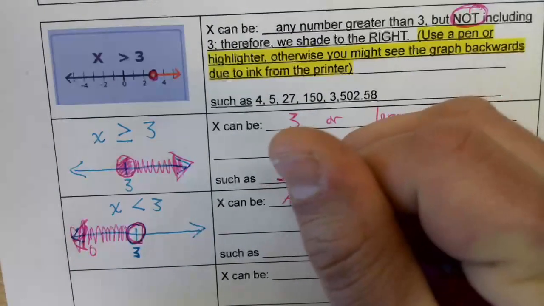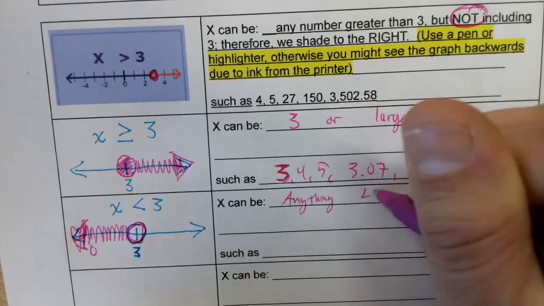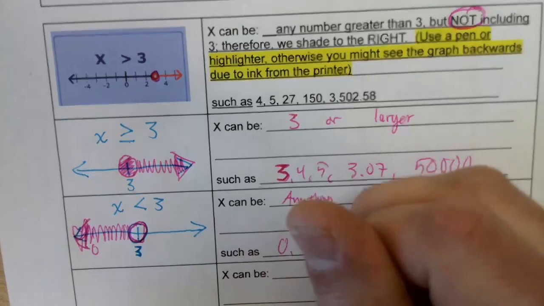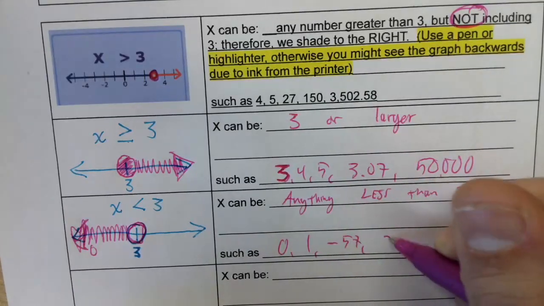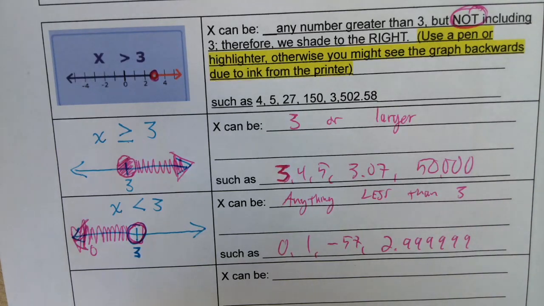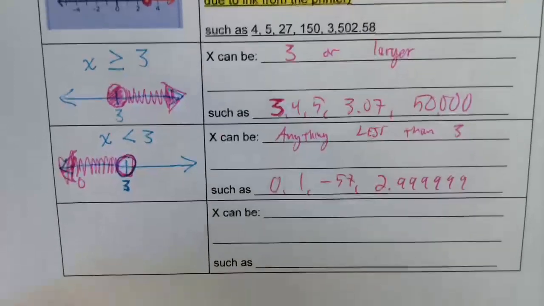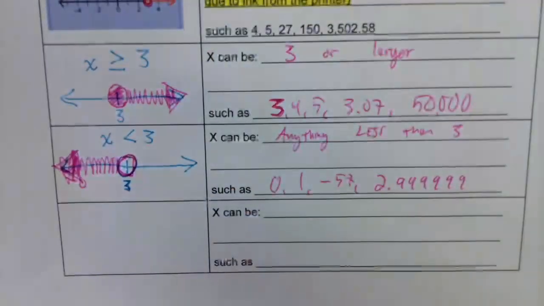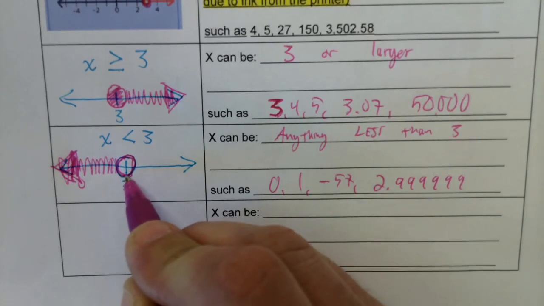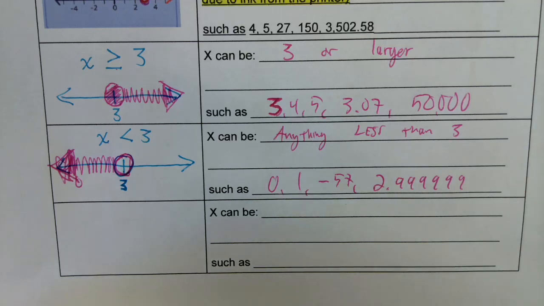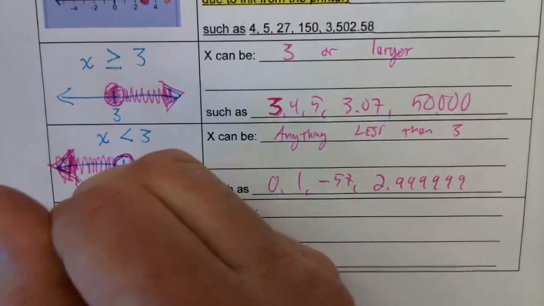X can be anything less than 3. So a number like 0, 1, negative 57, or 2.999999. I guess I could put 2.9 repeating, couldn't I? Any number that is less than 3, not including 3. Okay? Again, the visual representation for not including 3 is an open circle. Right? When you go to the 3, it's missing because it's open. It's empty.